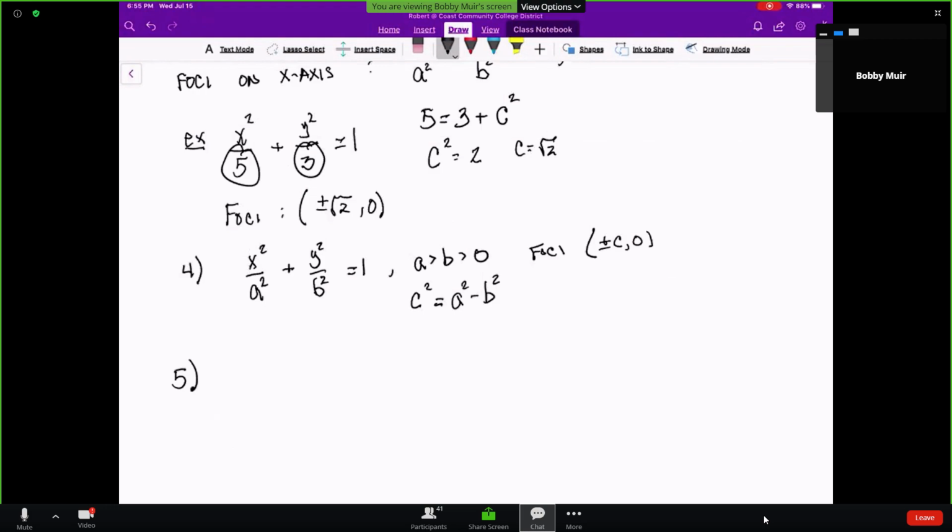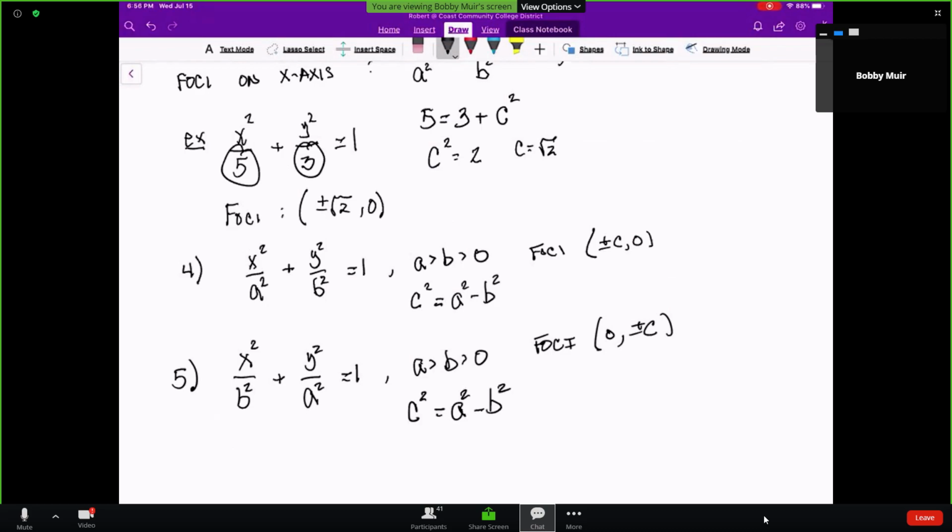Then in equation number 5, he says if you've got x squared over b squared plus y squared over a squared equals 1, here the a is still bigger than the b, still bigger than 0. Now the foci will be on the y-axis because of the bigger number underneath the y squared. But we still have this a squared minus b squared thing. Okay?